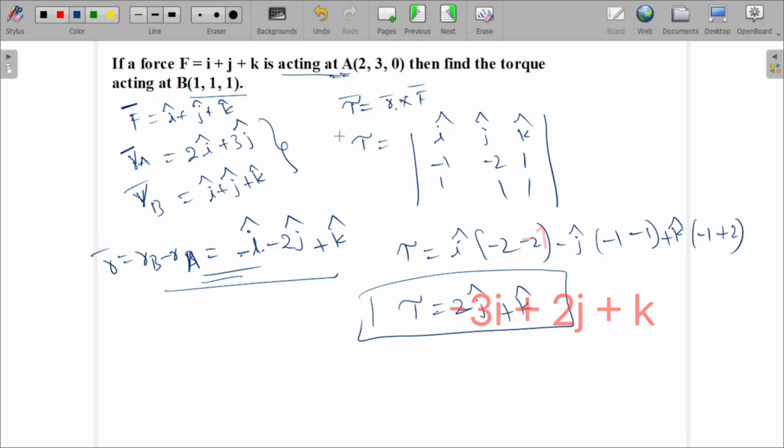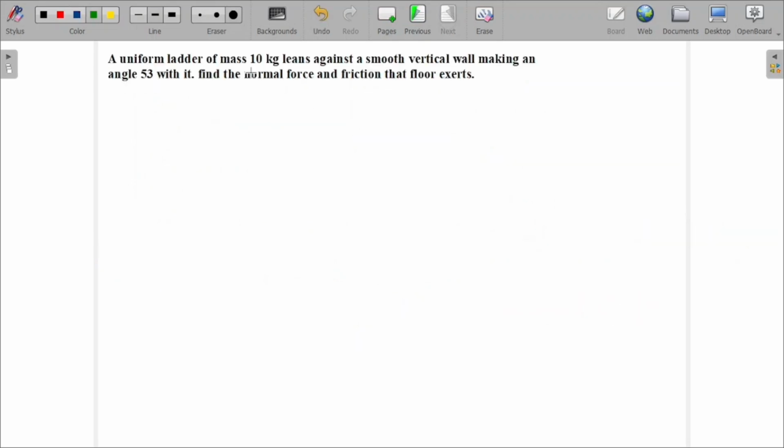Okay, clear? Right. A ladder of mass 10 kg leans against a smooth vertical wall making an angle of 53 degrees with it. Find the normal force and the friction that the floor exerts. So it is placed on the horizontal surface, so it's a rough surface, with a smooth vertical wall. So this is smooth, that means there is no friction here.